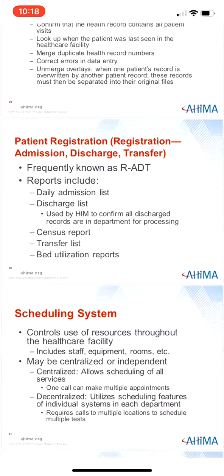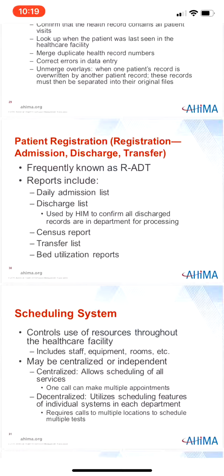All right, and then we have different reports that can be generated. Some of these are the daily admission list, the discharge list, census report, transfer list, and bed utilization reports. The facility may also generate monthly, quarterly, yearly, and ad hoc reports to show types of patients treated, number of discharges, number of admissions, occupancy rates, and other information needed. The RADT system may also print out routine documents such as general consent form, notice of privacy practices acknowledgement, and advance directives that the patient needs to sign.